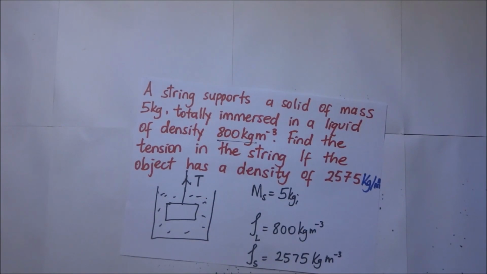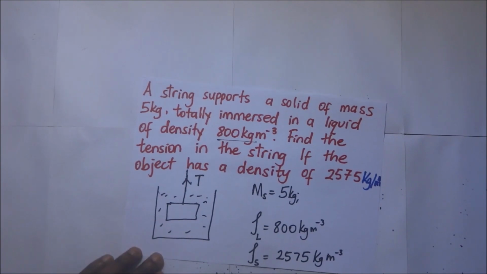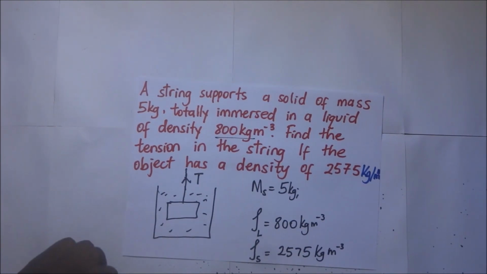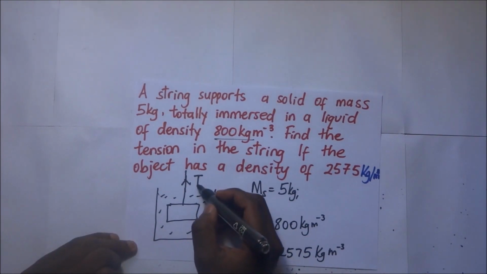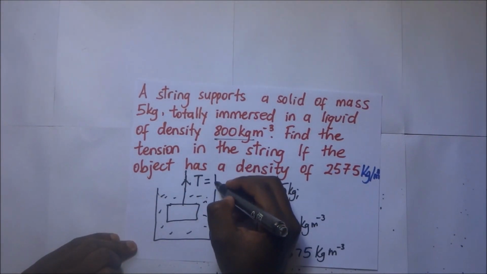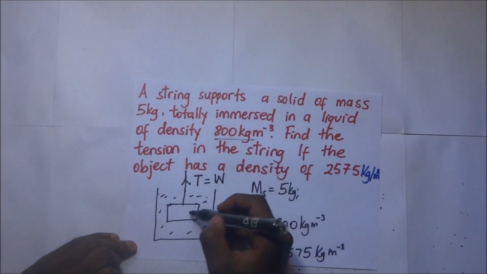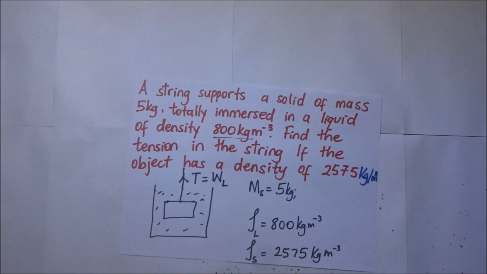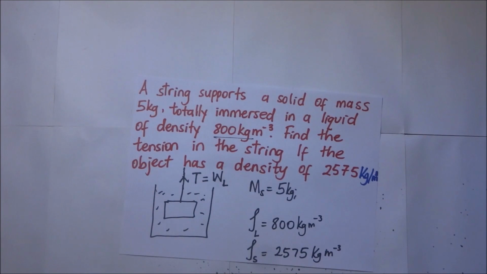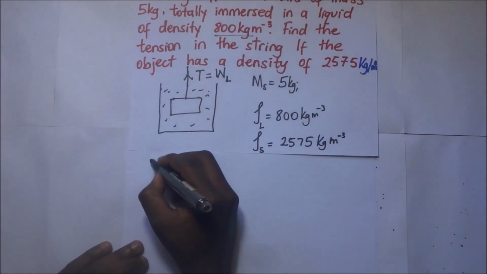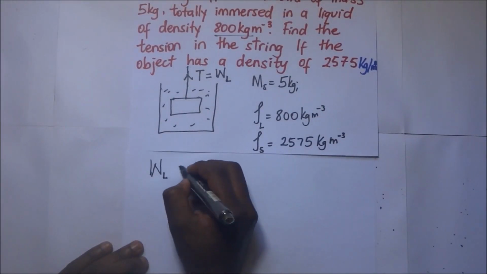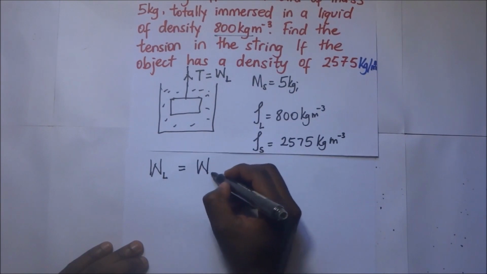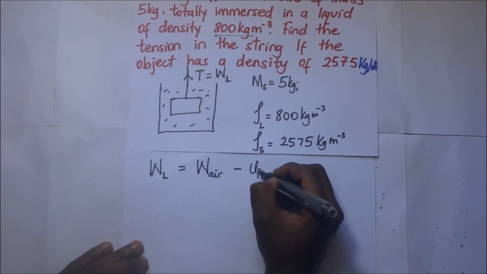So we get started with the working. Of course, we know, like we had done in our earlier question, that for us to find the tension in this string, it is the same as the weight of this block when it is in the liquid. And getting the weight of that solid when it is in the liquid is the same as getting the weight of this block when it is in air, minus the upthrust. So the weight of that solid when it is in the liquid is going to be given by the weight of that solid when it is in air minus the upthrust force.